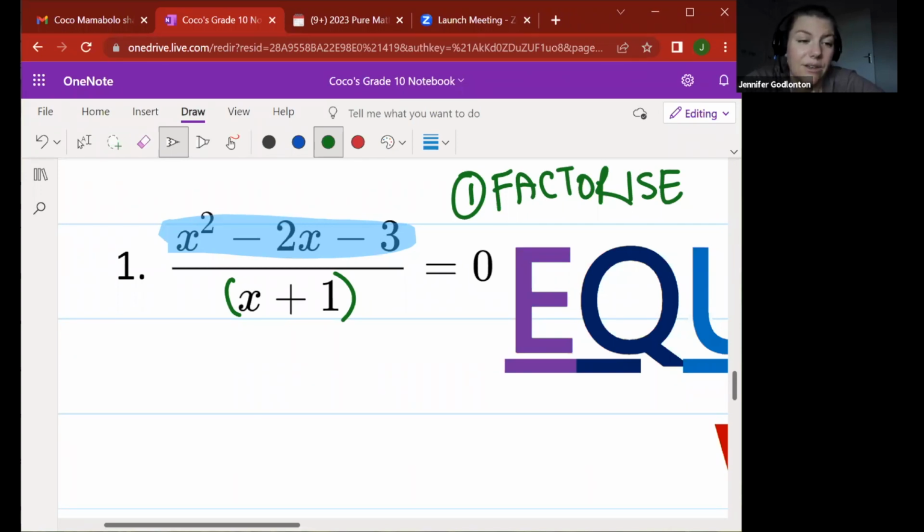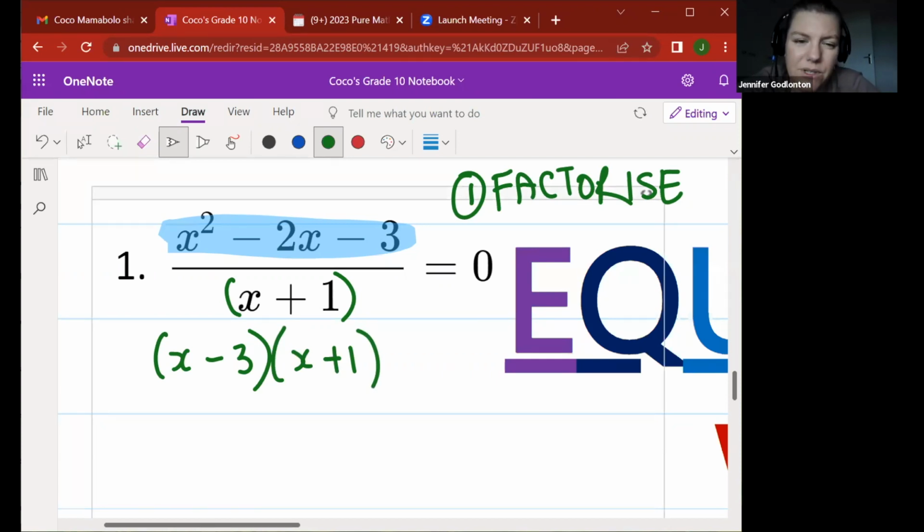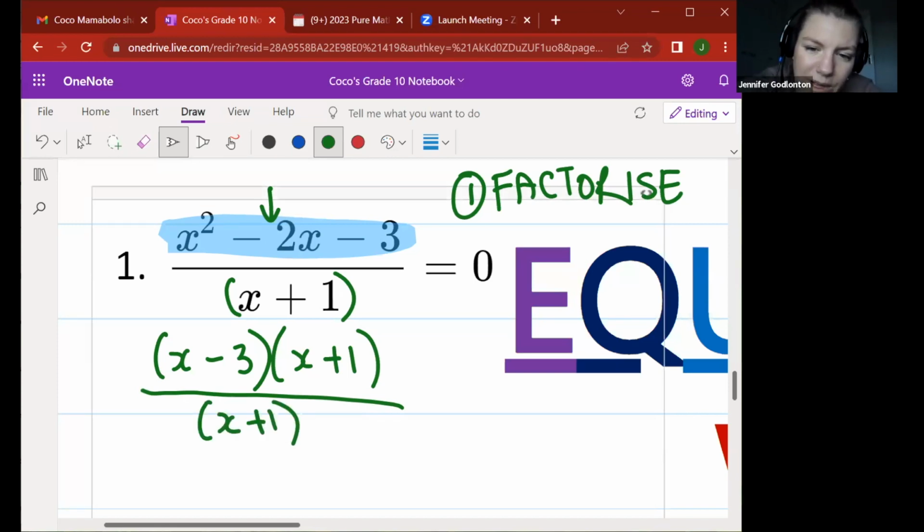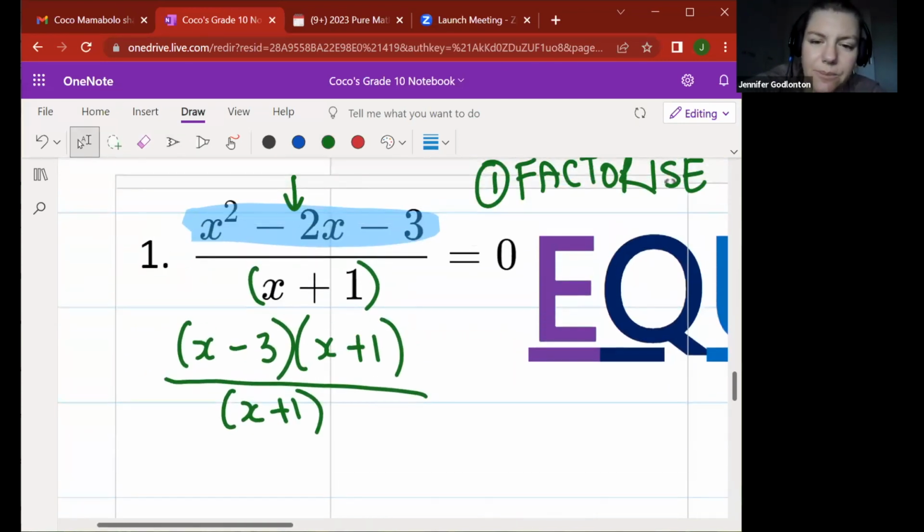I like the numbers that you're using. Just be careful with your signs, because remember, we're trying to get -2. There we go. So we're going to have (x minus 3)(x plus 1), over x plus 1, and that's equal to 0. The reason the 3 needs to be negative is because if we have -3 plus 1, we're going to get that -2.